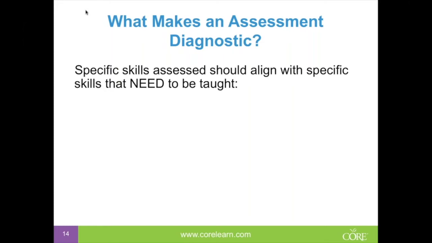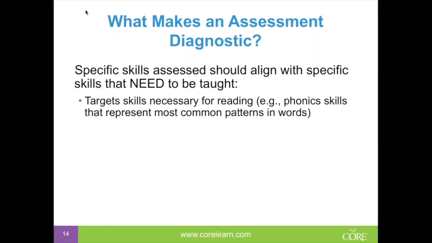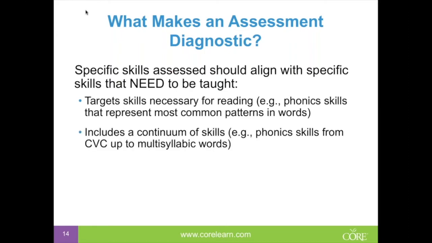So we want to make sure that specific skills are assessed that align with specific skills that need to be taught. So again, that direct link of, if I'm going to test it, is it something I can teach? That's really important to keep in mind. Some target skills that we know are necessary for reading, like phonics skills, but what are the most common patterns and words that we want to be able to evaluate?